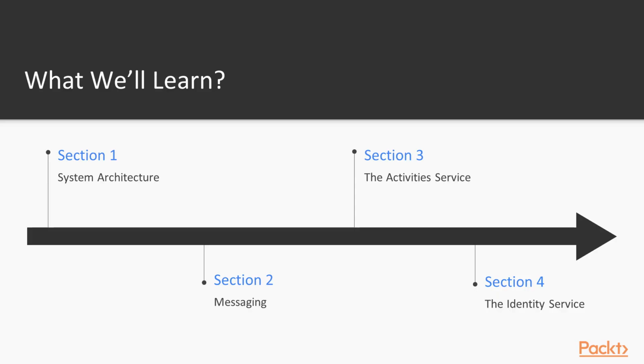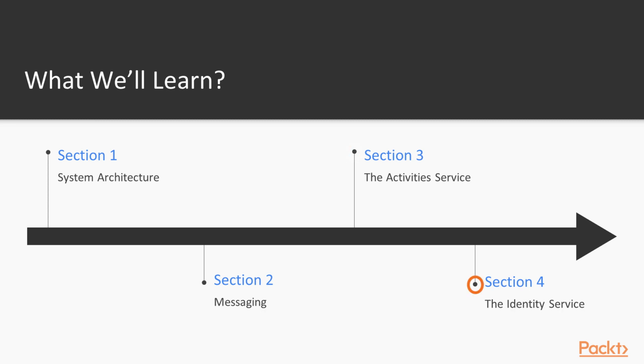In this course, we'll start with the system architecture. You'll see how you can create an architecture for a basic distributed system. Then we'll focus on the messaging. You will see how to create the messages that can be sent through the service bus, such as commands and events. Then we'll implement the activity service, which will be responsible for consuming the types of messages related to the activities and storing data in a database.